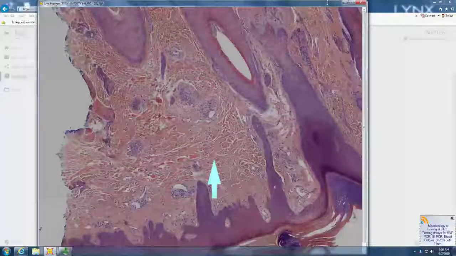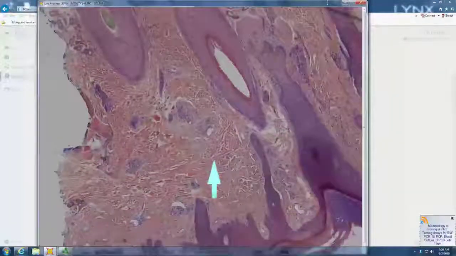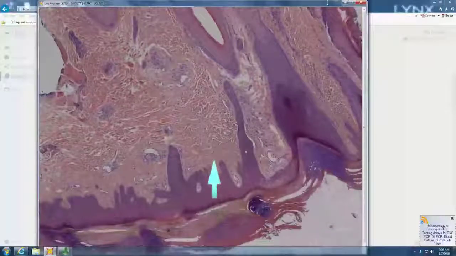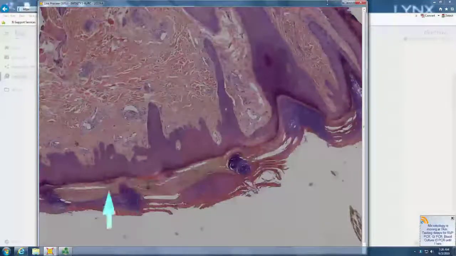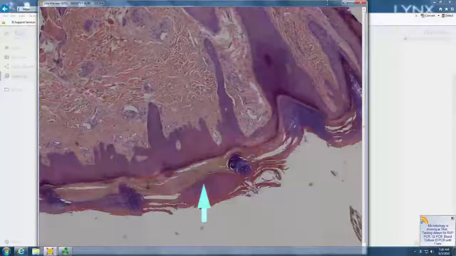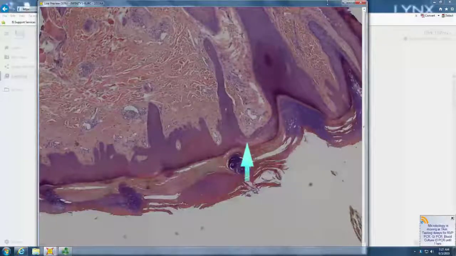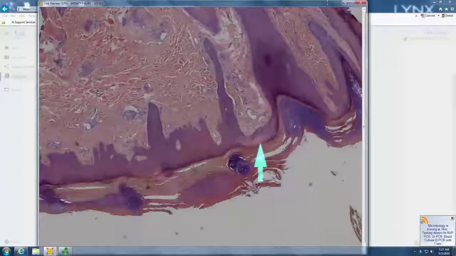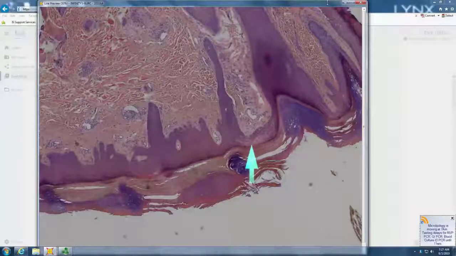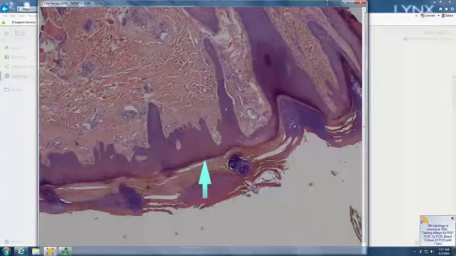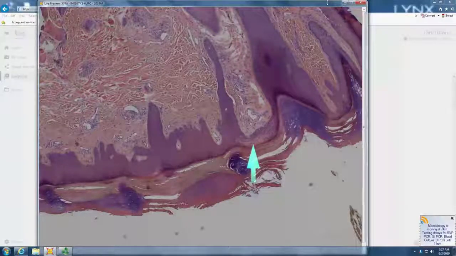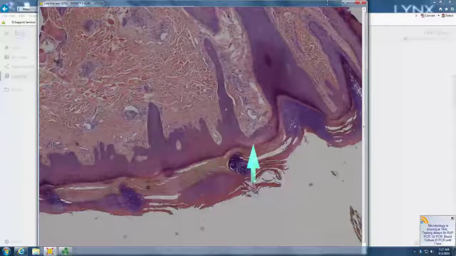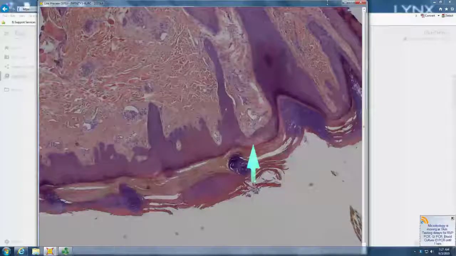So we have irregular acanthosis with hyperkeratosis. Acanthosis, hyperkeratosis. And what's with these pink areas where at the level of the granulosum, everything kind of turns red and the nuclei turn pyknotic and black?